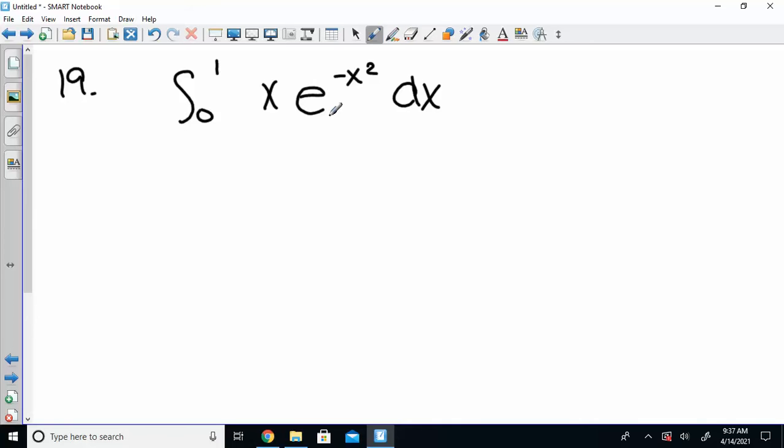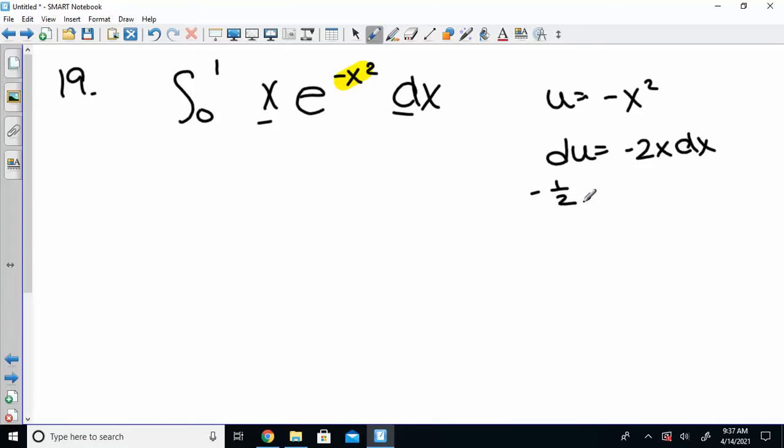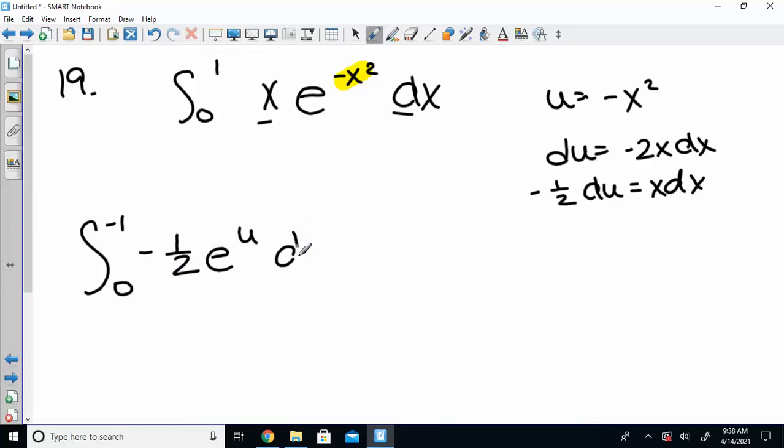No. So we have to do substitution. So we want to make our u the most complicated part, which is definitely always going to be your exponent if you have one. So your du would be a negative 2x dx. We only need the x and the dx, so negative 1/2 du is x dx. So we're going to integrate. If I put in a 0, negative 0 squared is 0. Put in a 1, negative 1 squared is negative 1. Of negative 1/2 e to the u du.